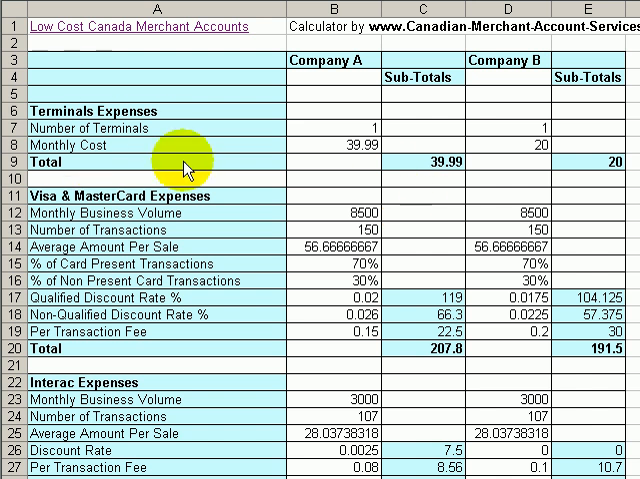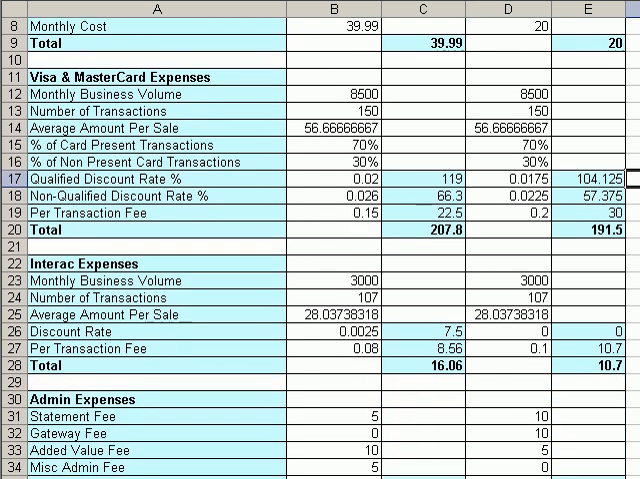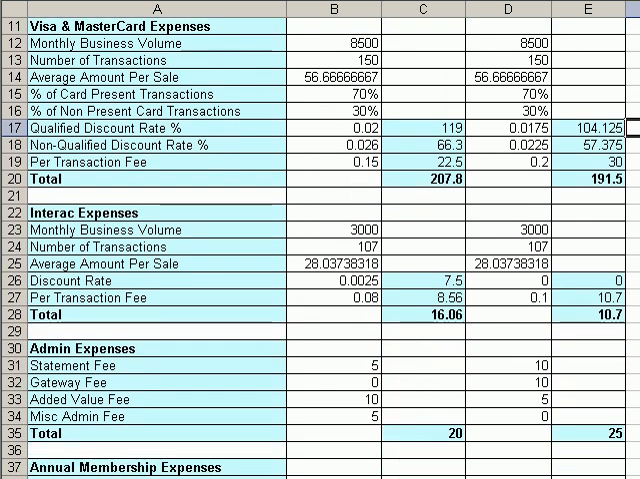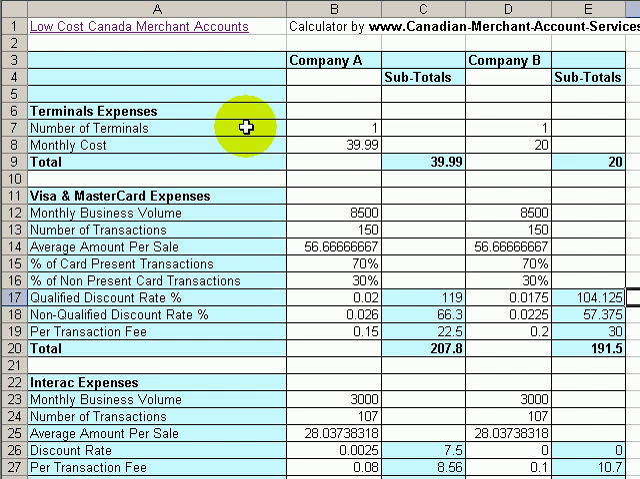But here's the calculator, and you'll notice that up top are terminals, then there's the Visa and MasterCard, and then if you scroll down, we have the indirect expenses, admin fees, and when we get right down to the bottom, there's the yearly and monthly totals. But let's start up here, and I'll show you that you can put in the number of terminals you have. So if it's one, or if you need 3 or 4.